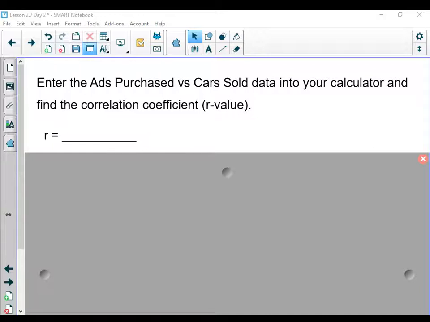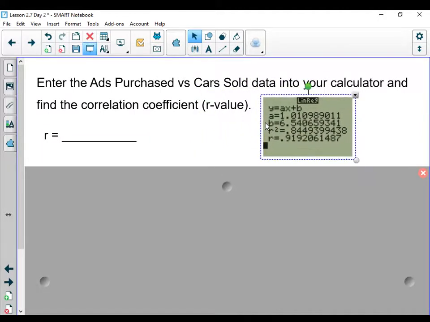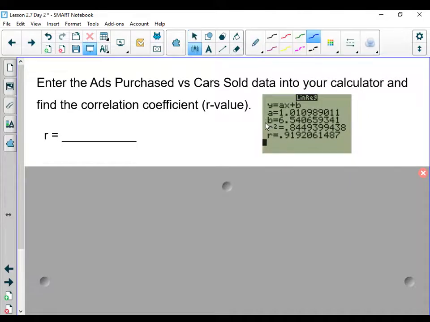So once you have your data entered in, you should be able to go to Stat, to Calculate, and we chose linear regression again, the fourth one. And so this is what the calculator hopefully gave you. So our R value, if we were to round it to 2 decimal places, is going to be 0.92.